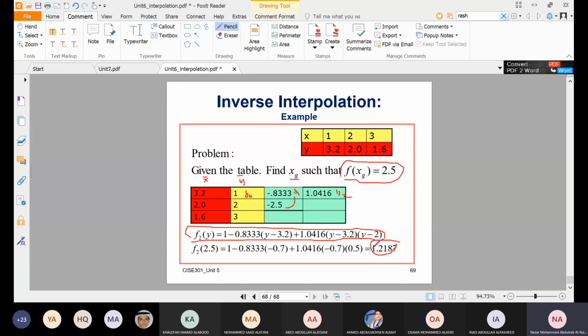So by using the inverse polynomial, in the exams we give you data like this one. Just interchange between them. It's not that difficult. Interchange between them, and after that you apply the divided difference or Lagrange method. You apply it, and after that you find the value.